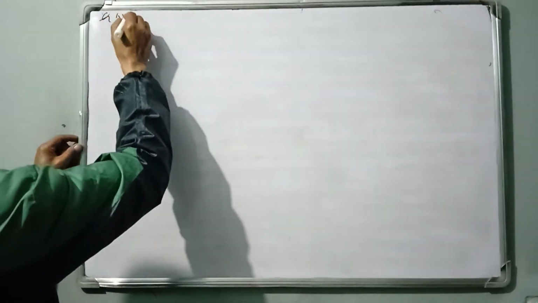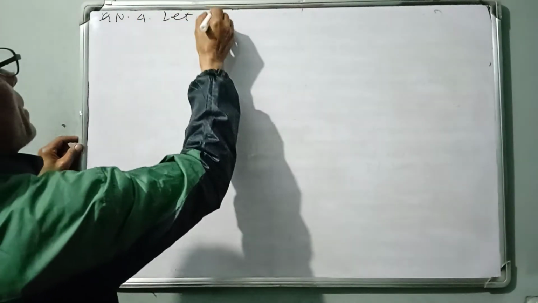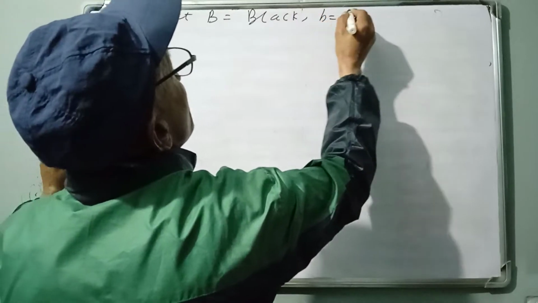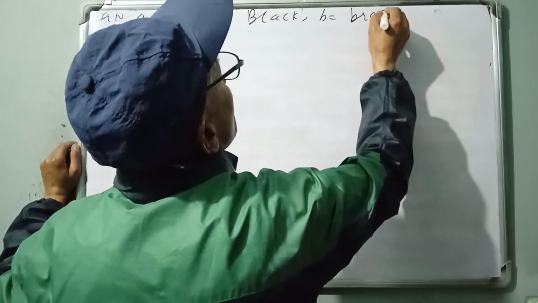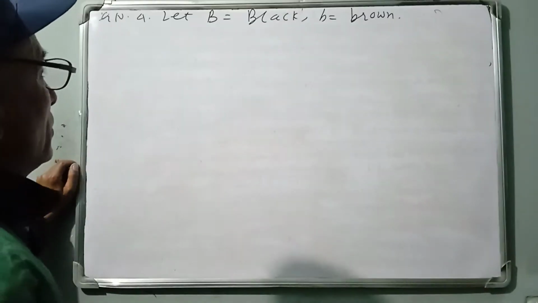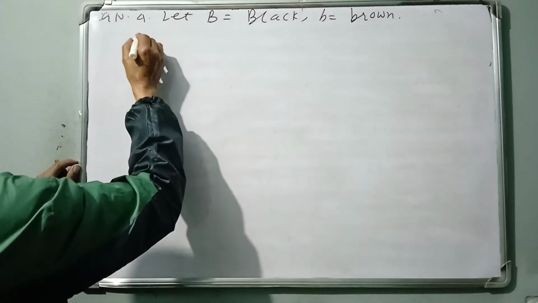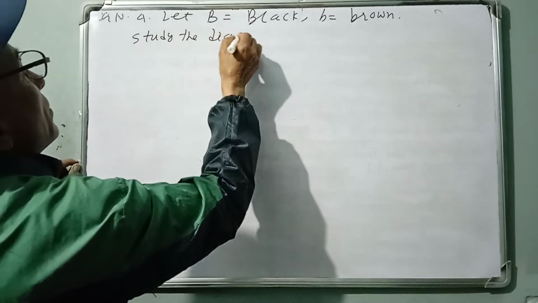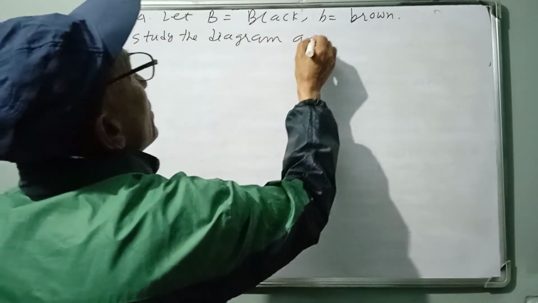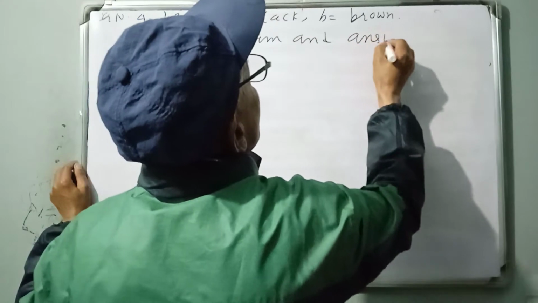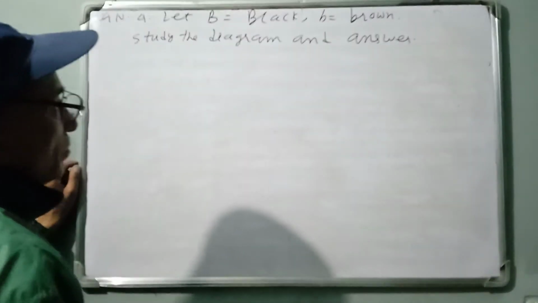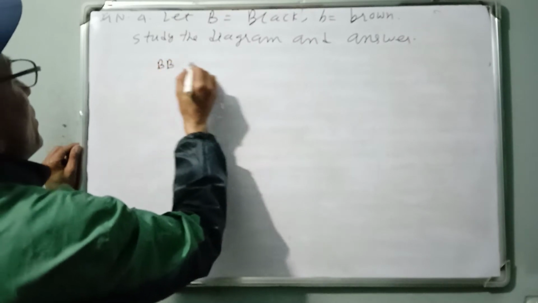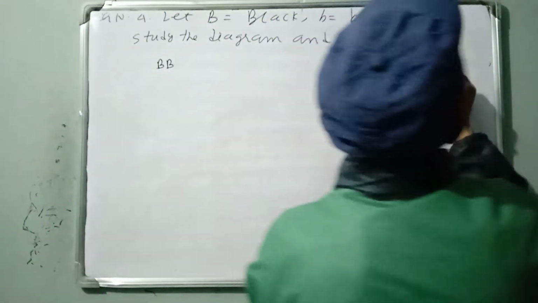Question number 4. Let capital B be for black and small b for brown. Black and brown. So, study the diagram and answer the questions.